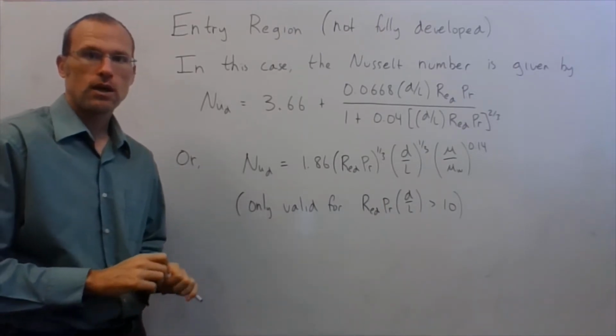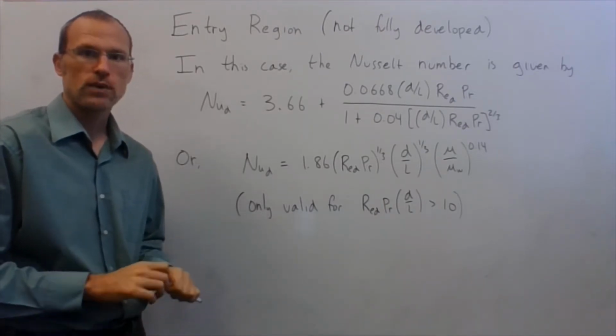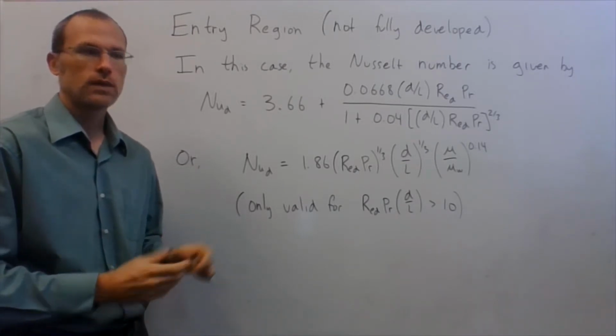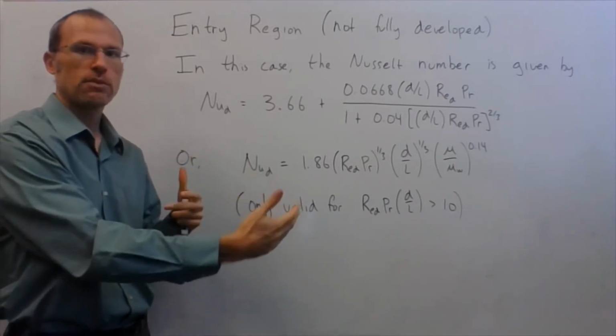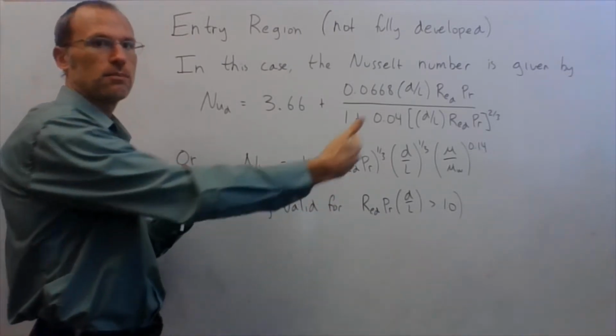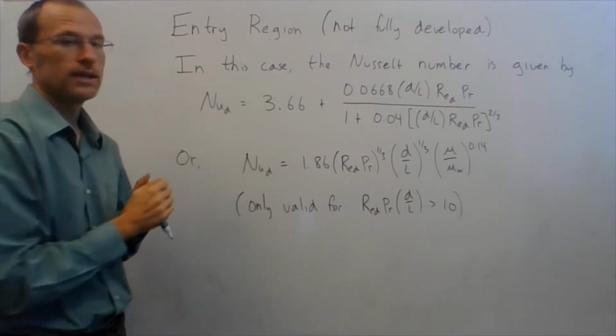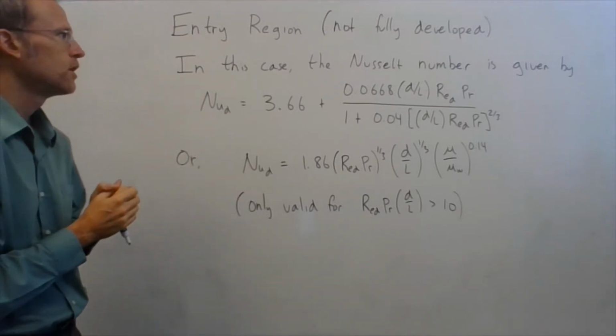So another condition is the entry region. The entry region is where the fluid is not fully developed. As it just enters the pipe, it's not yet fully developed. Eventually at some point it becomes fully developed and it's fully developed for the rest of the flow, but this is in the entry region, before that actually happens.